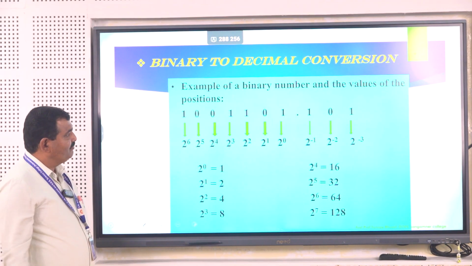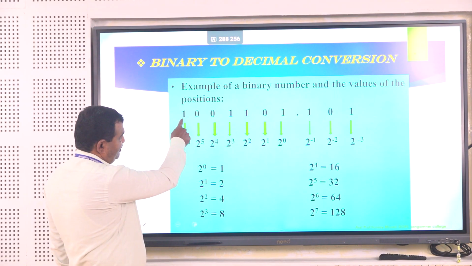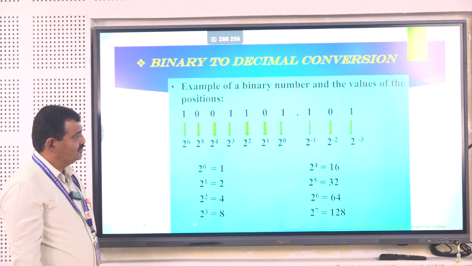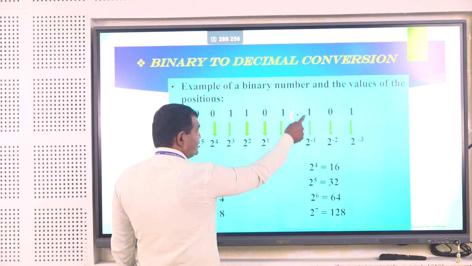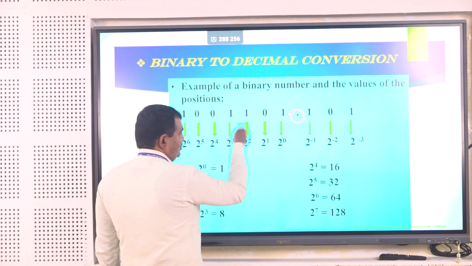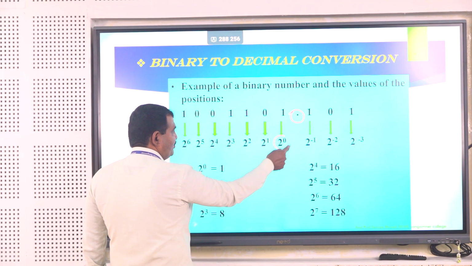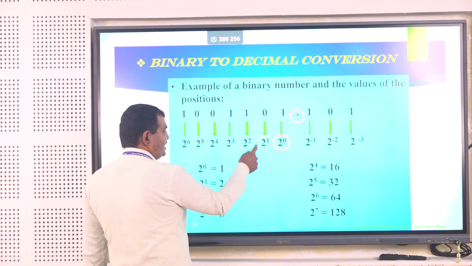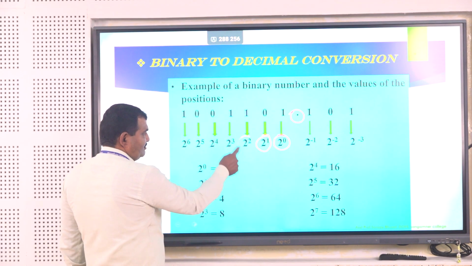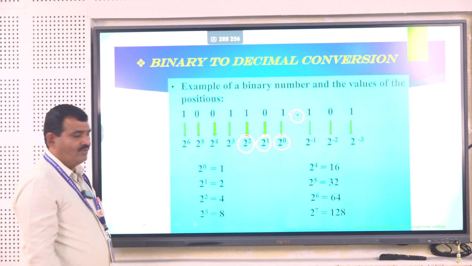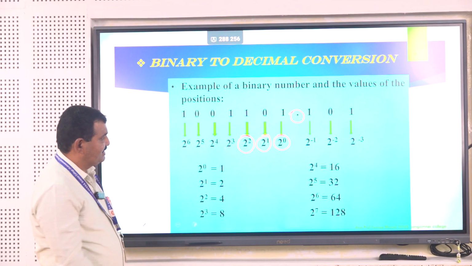Here is one example of how weight is assigned to the binary bit position. First number is 1001101.101. This is the binary number. Starting from this binary point towards left direction, first digit is having positional value 2 raised to 0, second digit is having positional value 2 raised to 1, then third digit is having value 2 raised to 2, and so on up to last digit there is positional value 2 raised to 6.